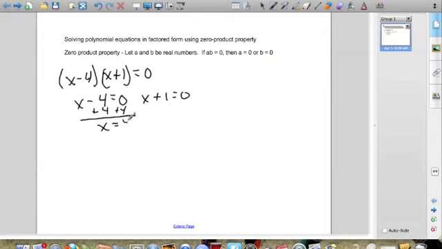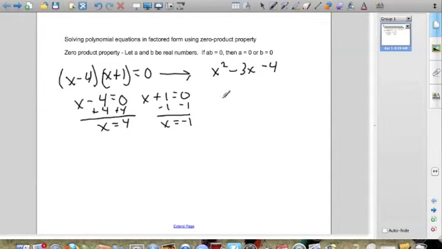So this is going to be x is equal to 4. Here we're going to subtract 1 from both sides, and x would be equal to negative 1. Now I'm going to go back and actually FOIL this, and we'll get x squared minus 3x minus 4. So when I FOIL that, I get that. Now I can take these numbers and see if they'll make it true.